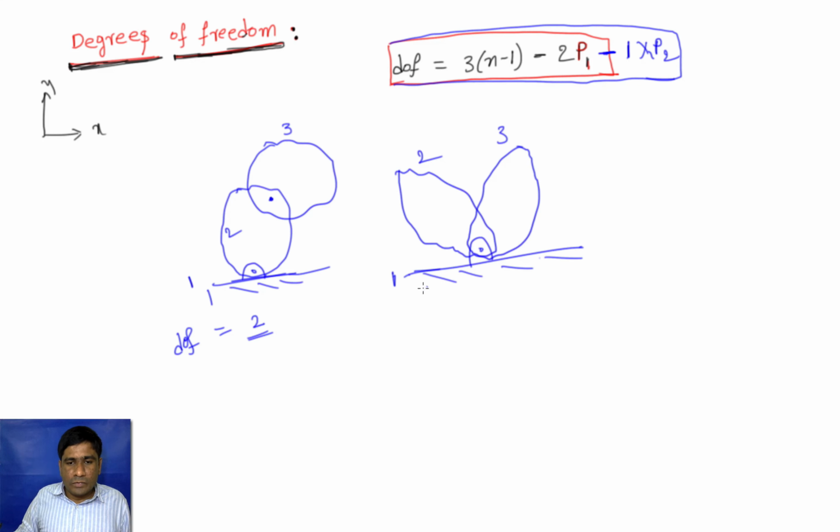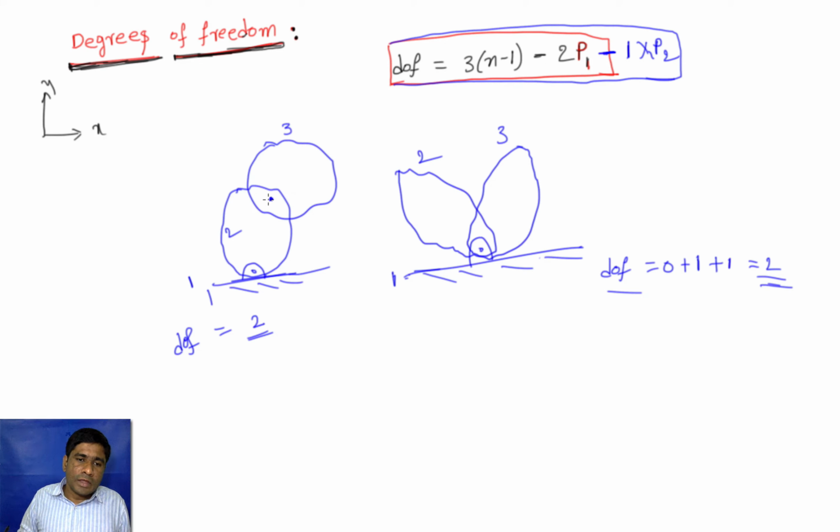And for this one, for body 1, what is the degree of freedom? That is 0. For body 2, what is the degree of freedom? 3 minus 2, because its translation is constrained, so that is 1. And for body 3, what is the degree of freedom? That's again 3 minus 2, so 1. So in both cases, degrees of freedom are 2.